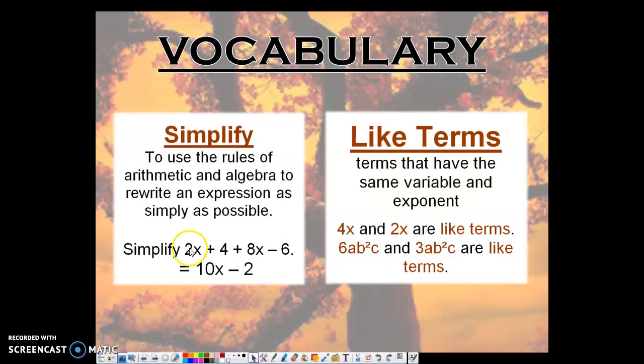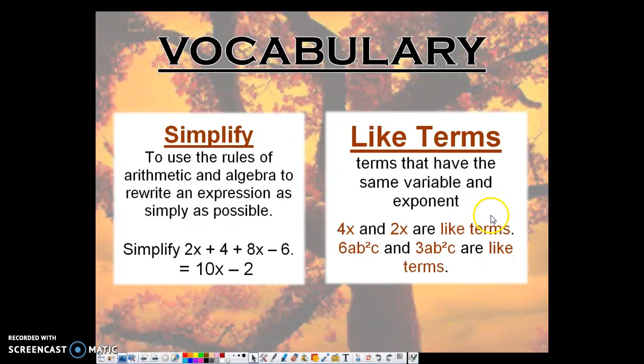Simplify means to take an expression, and find all the same family. So this 2 and this 8 are part of the same family because they both have x at the end. They have the same last name. So 2 plus 8 makes 10. And then these regular numbers who don't have anything at the end have the same last name. 4 minus 6 is negative 2. That's how you simplify.